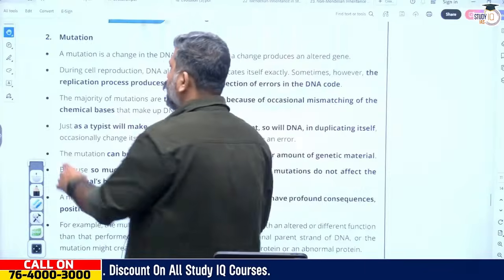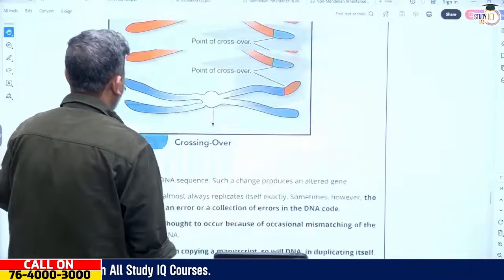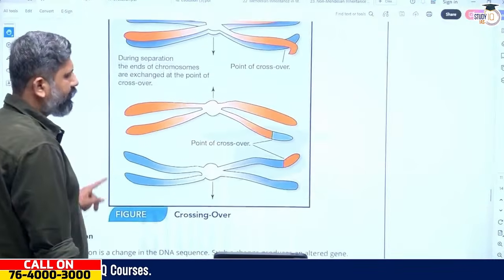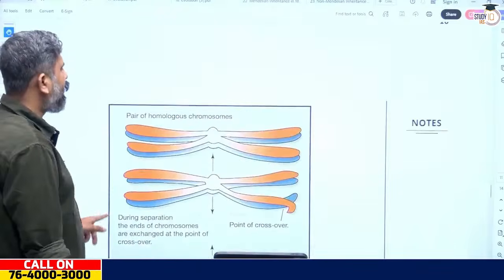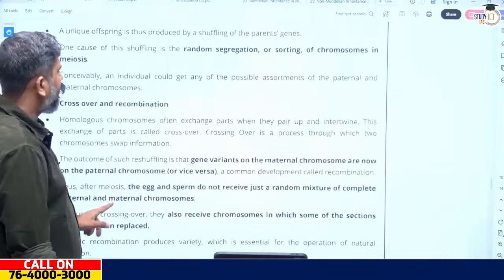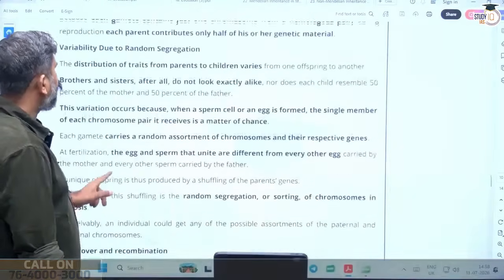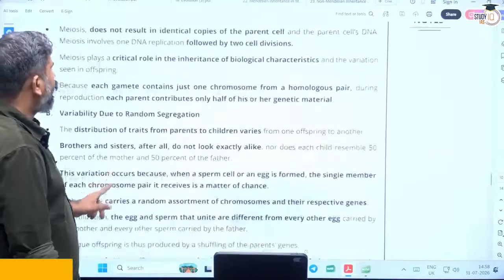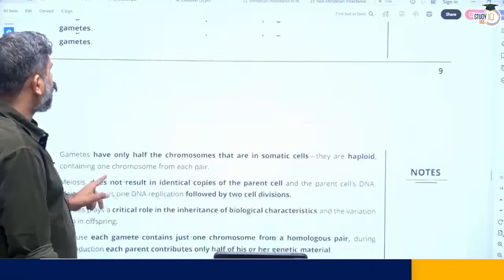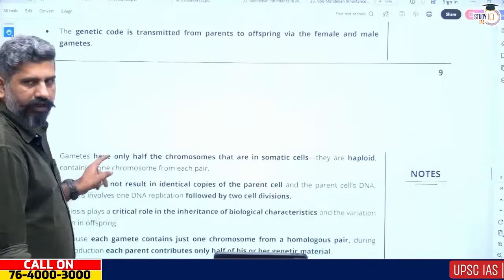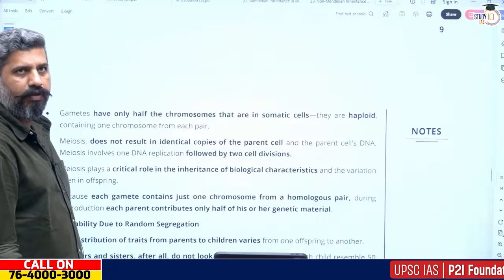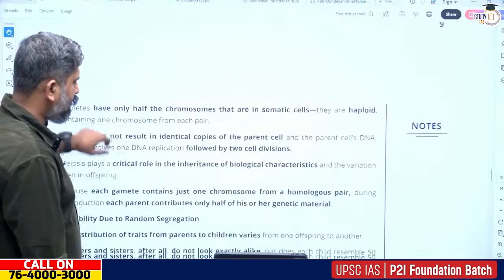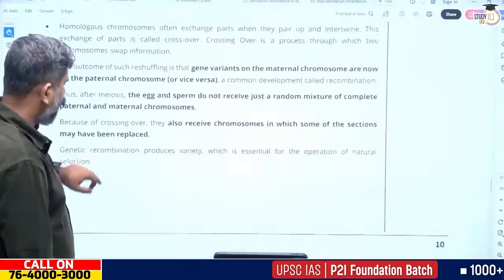So we looked at this in the previous discussion, that variations are brought about why? By crossover and recombination and random assortment, right? Due to random segregation in the process of meiosis. Are you getting my point? In the process of meiosis, this is the random variation that comes about.